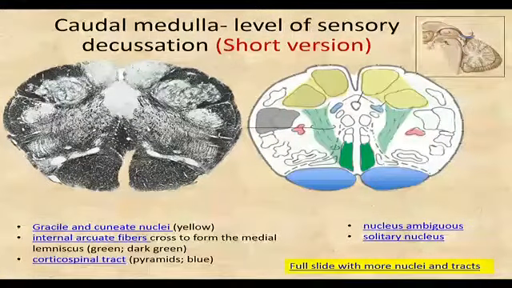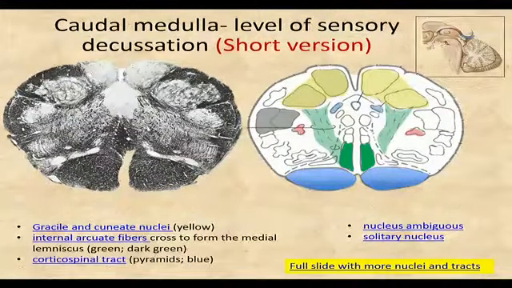And I have a slide on there to give you a little more information. So the nucleus ambiguus is going to be here throughout the medulla. It'll be here a while, okay? So you're going to see that in a lot of sections.